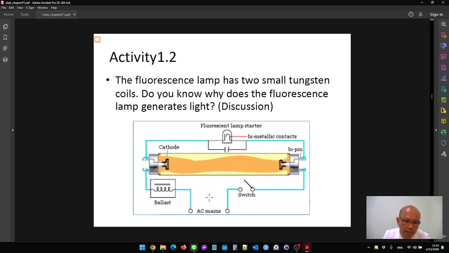During starting of the fluorescent lamp, it generates heat in the tungsten coils at the left and right ends. While generating heat, it generates free electrons, and the electrons move from here to here. While the electrons move, they pass through the tube, which is covered with phosphorus. The phosphorus generates the brightness. So this is the effect by which the fluorescent lamp generates brightness.